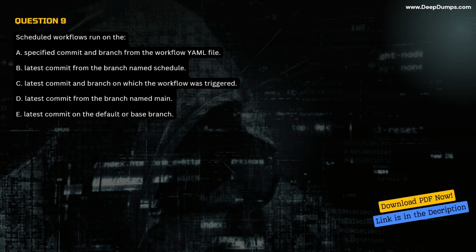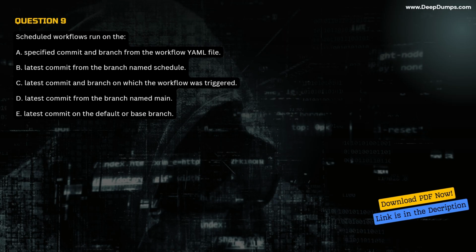Question 9. Scheduled workflows run on the A. Specified commit and branch from the workflow YAML file. B. Latest commit from the branch named schedule. C. Latest commit and branch on which the workflow was triggered. D. Latest commit from the branch named main. E. Latest commit on the default or base branch.